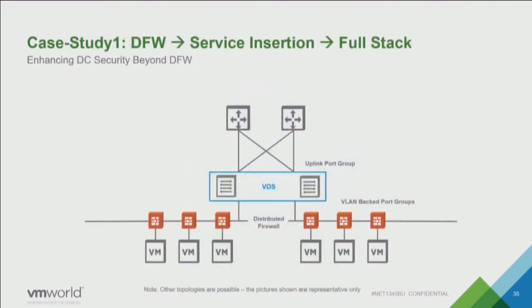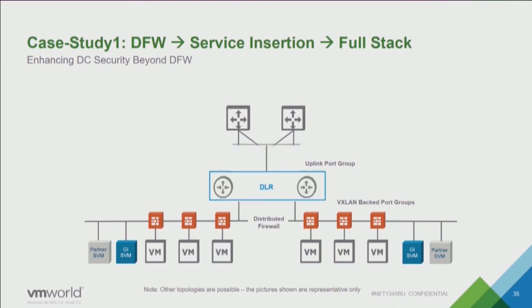The first one here is the kind of the standard, starting off with our DFW and then moving into the full stack. So you can see here, we start off with virtual machines just running on a normal VDS, and we get our distributed firewall set up. We get our microsegmentation going. From there, we can expand out into the agentless AV. Okay, or really any of those network introspection services or guest introspection services, excuse me. From there, we grow our VDS and add a DLR to it.